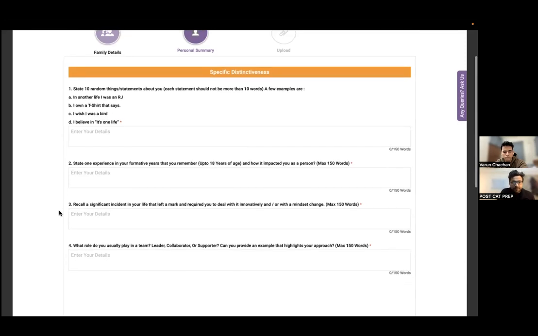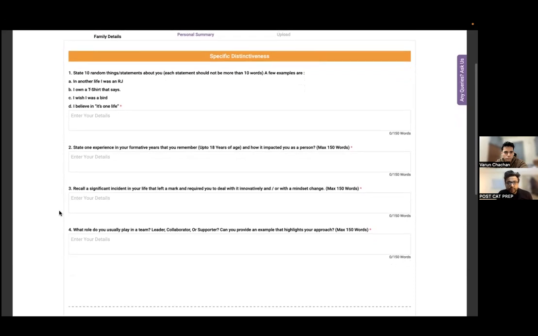Okay, right. Recall a significant incident in your life that left a mark and required you to deal with it innovatively or with a mindset change. So there is a question on innovation also, right? Wherein you took an innovative approach to solve a problem. This is also there in the HR Q&A. So if you've drafted your HR Q&A properly, all these answers are absolutely a walk in the park. All the people who have that same question, similar question is there in our HR Q&A, you can just put it here.